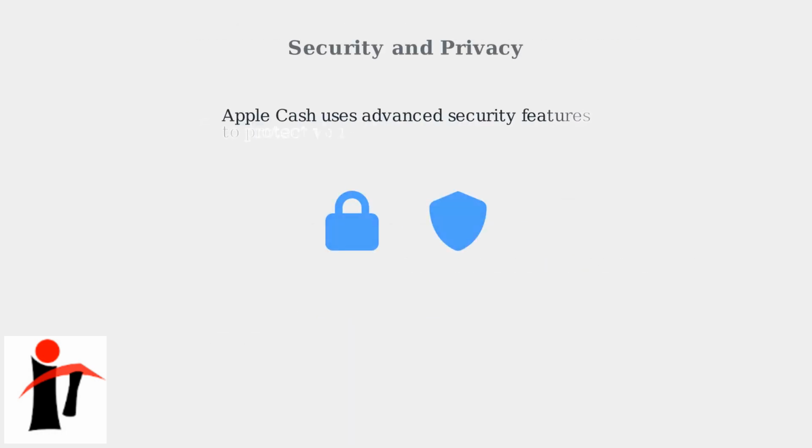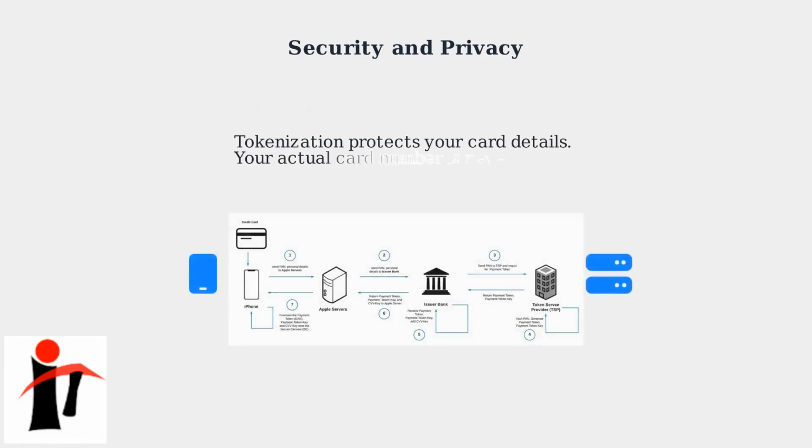Apple Cash prioritizes your security and privacy with multiple layers of protection. Let's explore how it keeps your money safe. First, tokenization replaces your real card number with a unique digital token. This token is meaningless to anyone who intercepts it, ensuring your actual financial information stays secure.